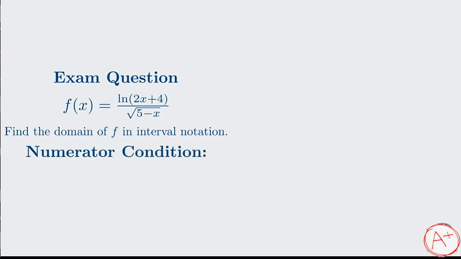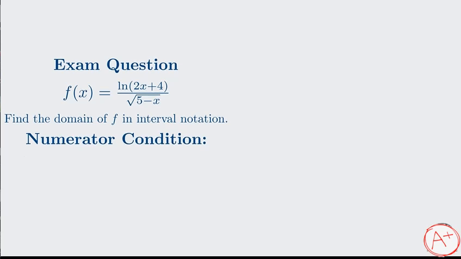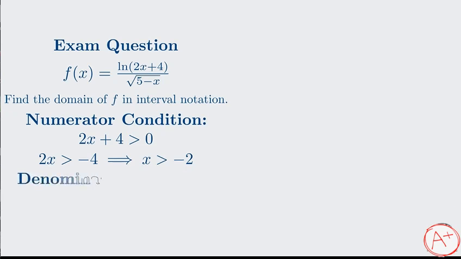First, look at the natural logarithm in the numerator. The argument 2x plus 4 must be greater than 0. Subtracting 4 and dividing by 2 gives x greater than negative 2. So for the log to be defined, x must be greater than negative 2. Next, look at the denominator.